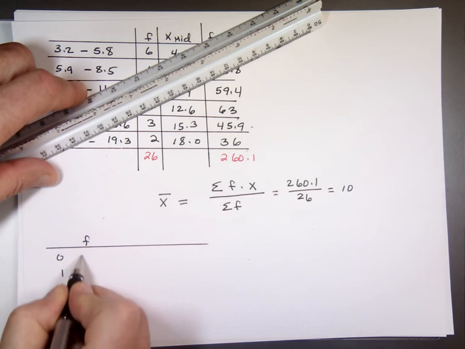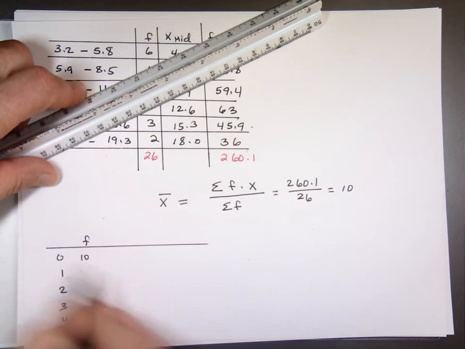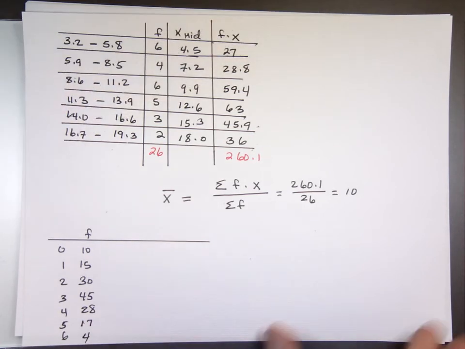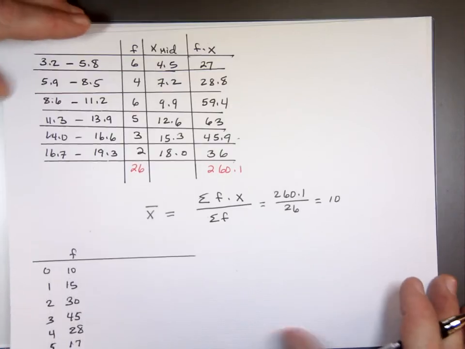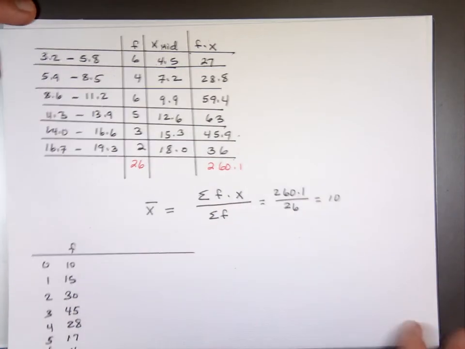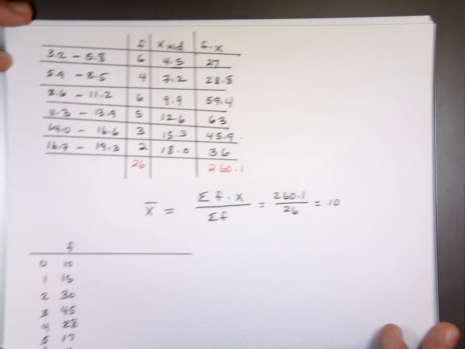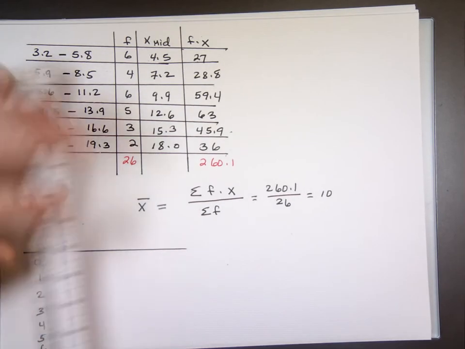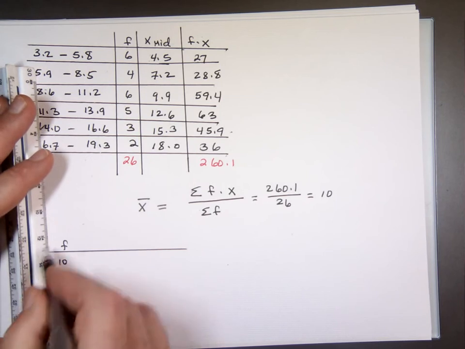I get 10 people with no kids. I get 15 people with 1 child, 30 people with 2 kids, 45 with 3, 28 with 4, 17 with 5, and 4 with 6. So my table might have single values. You're still going to use that equation for it. You still have to use that equation to calculate what actually the average for that sample is.